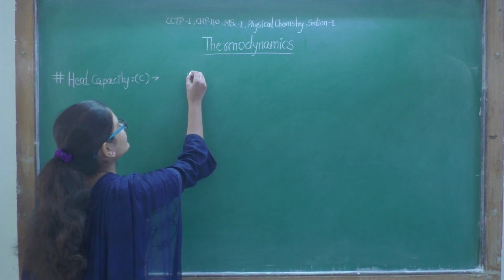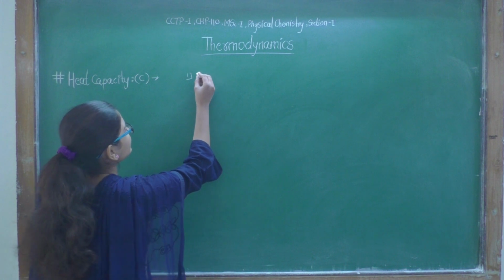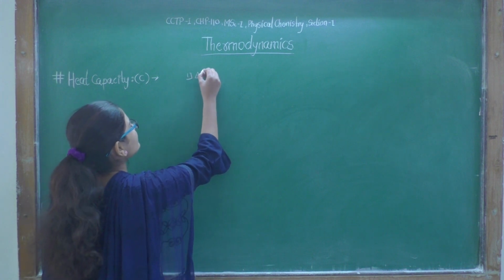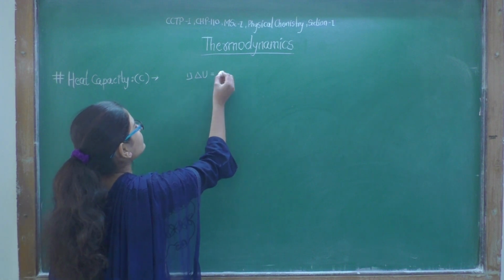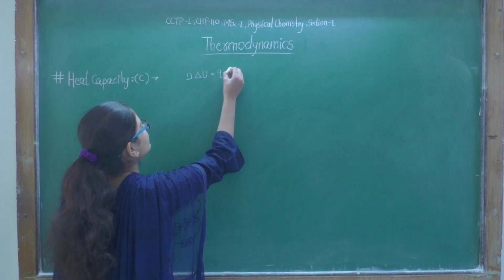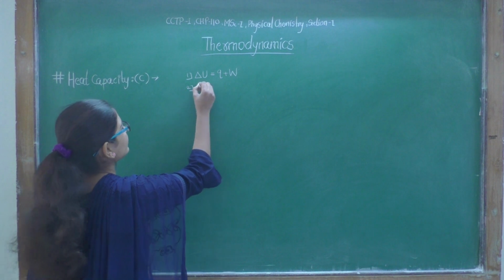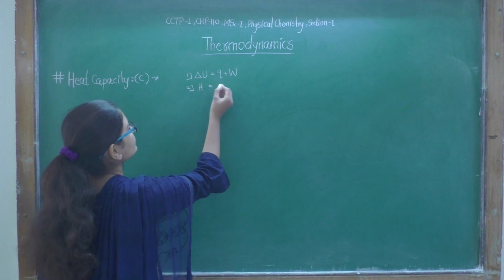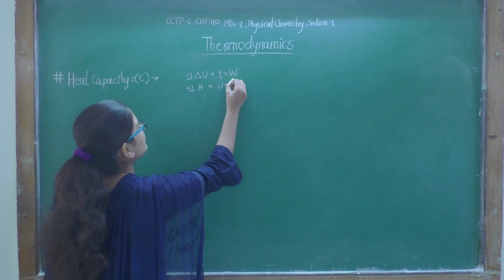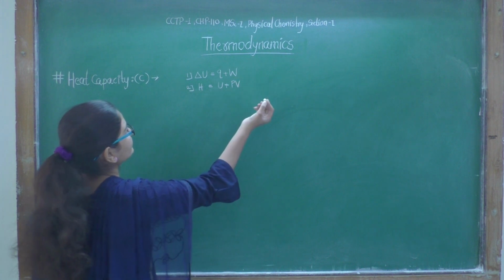First law of thermodynamics. Mathematical statement was delta U is equals to Q plus W. Next, heat. H is equals to U plus PV.